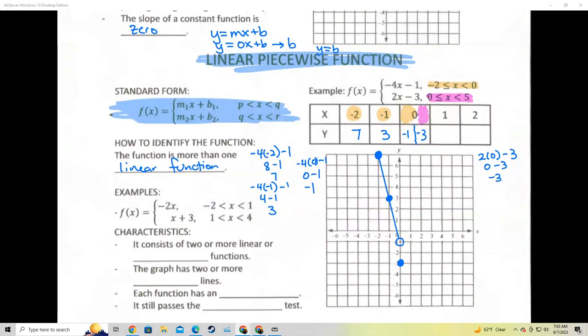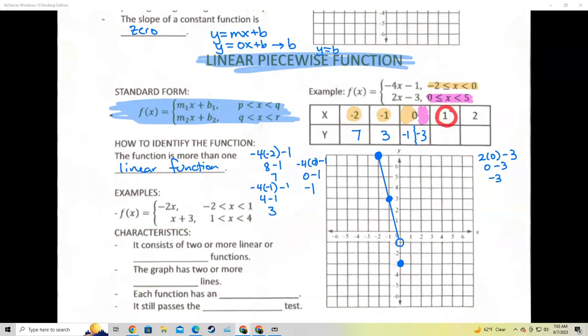The next one should be a lot easier. I'm going to go ahead and plug in a 1. 1 does not belong to the set on the top. 1 is not between -2 and 0. 1 does belong to the numbers between 0 and 5. So I only plug in the 1 into the pink set. So I'm going to write 2 times 1 minus 3. That's a 2 minus 3, which is a -1. 1 comma -1 would be right here.